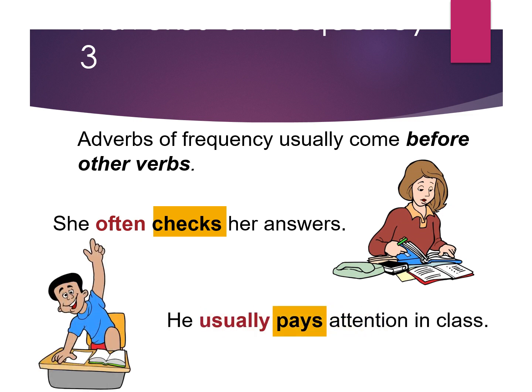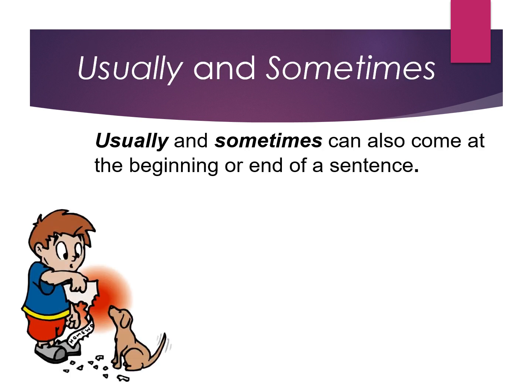He usually pays attention in class. Pays is the verb, and before it we have the word usually. Okay, we have some exceptions to this rule. For example, the words usually and sometimes can come in different places. They could come at the beginning or at the end of the sentence.